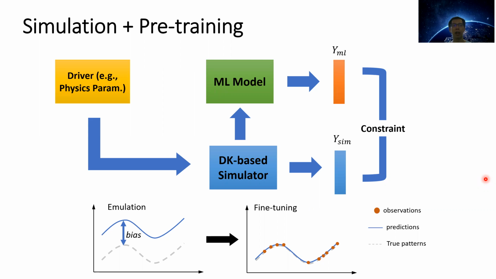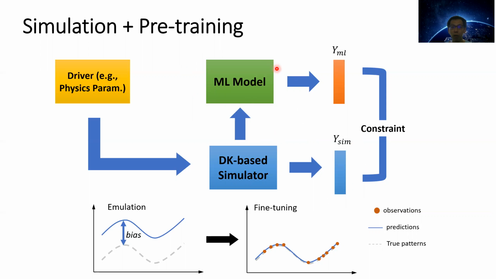So that's why we are thinking whether it's possible for us to directly transfer knowledge from these domain knowledge based models itself. Because these domain knowledge or DK-based simulators usually contain many different types of domain knowledge, and these domain experts may spend like 20, 30 years in building such kind of DK-based models. So they contain very rich information. So one thing is, we can treat this DK-based simulator as a black box. And then we can run this DK-based simulator to generate simulation data. And then we can use such simulation data to pre-train our machine learning models.